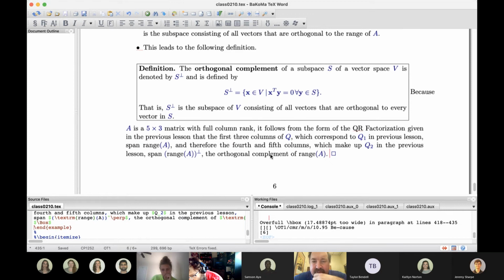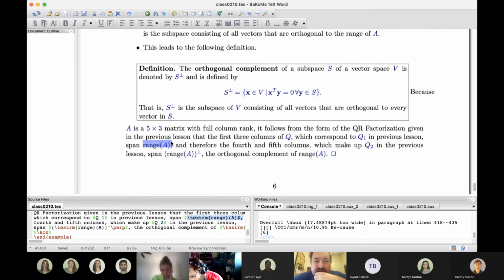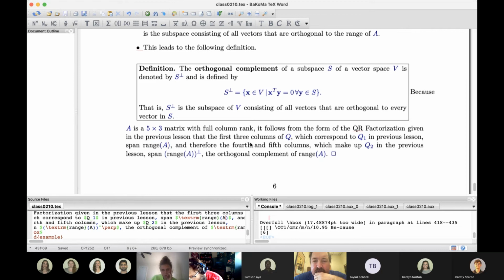Oh, and that's actually what I was just mentioning here. So for a 5x3 matrix, the first 3 columns span the range of A. That's all linear combinations of the columns of A. The 4th and 5th columns span the orthogonal complement of the range of A.